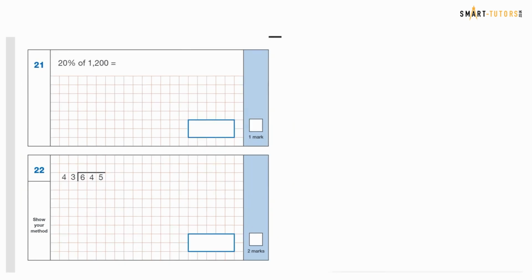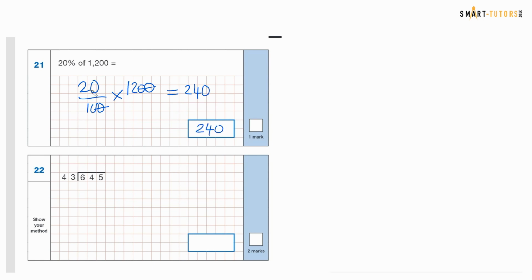Question number 21. 20% of 1,200. So this is a percentage of 1,200. So 20 over 100 times 1,200. So you cancel out the zeros, and then you do 20 times 12, which is 240. That is the answer. So the answer is 240.